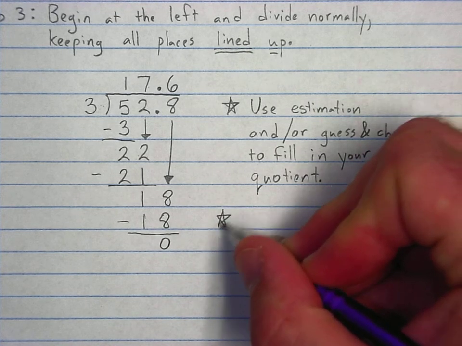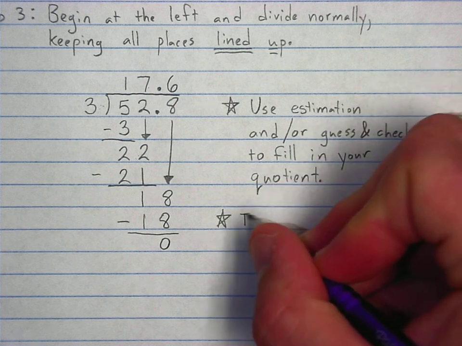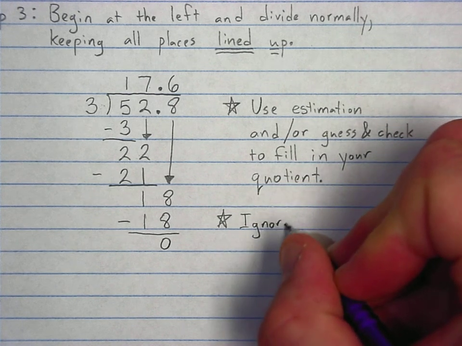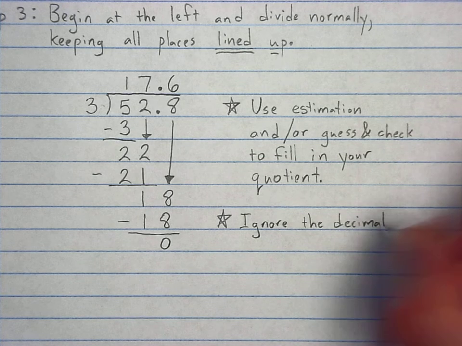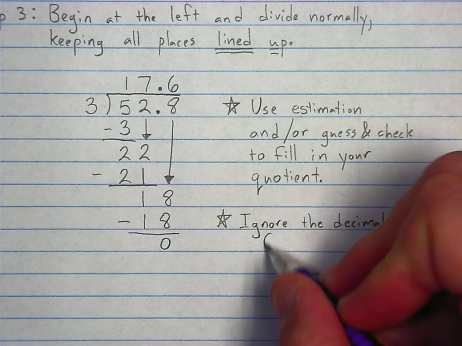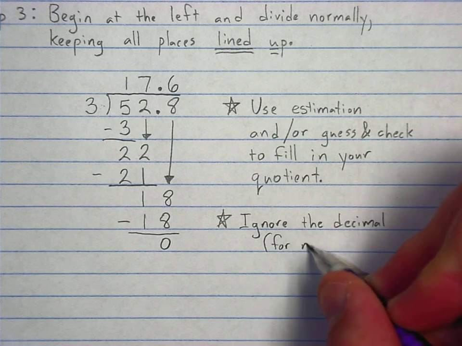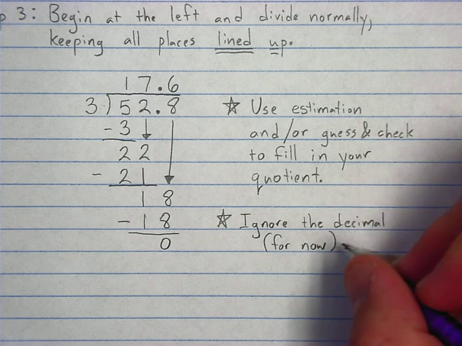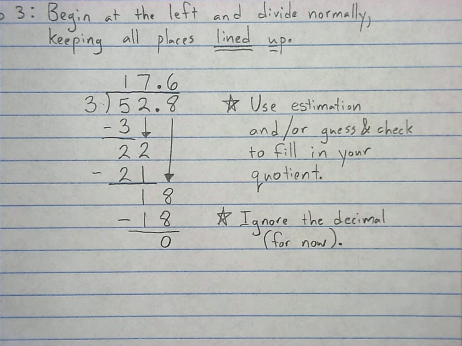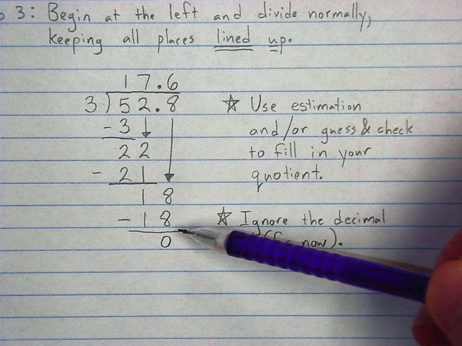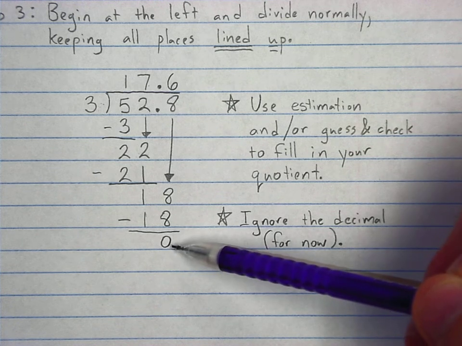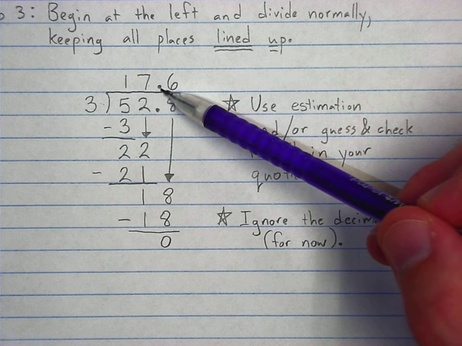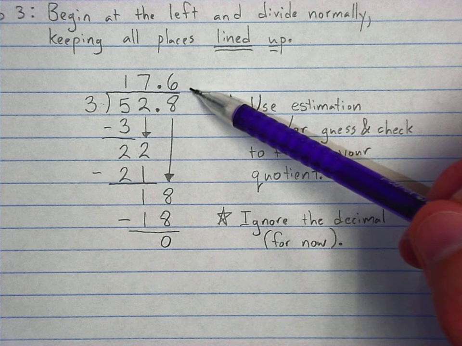As I mentioned earlier, ignore the decimal for now. Obviously, that decimal is there for a reason. It's important, but for now, you can go ahead and ignore it. I've brought everything down. I have nothing else to bring. I don't even have anything left down here. Because we're dealing with decimals, no more remainders.